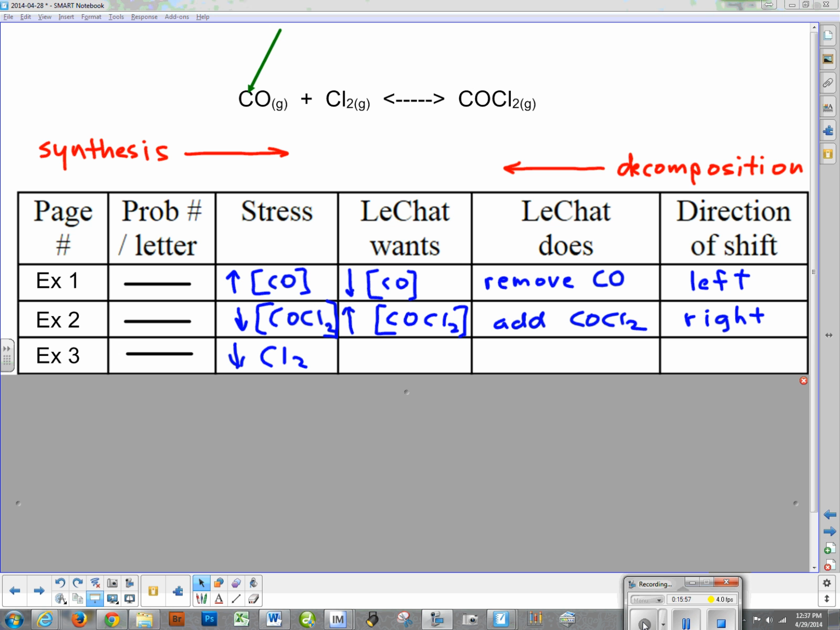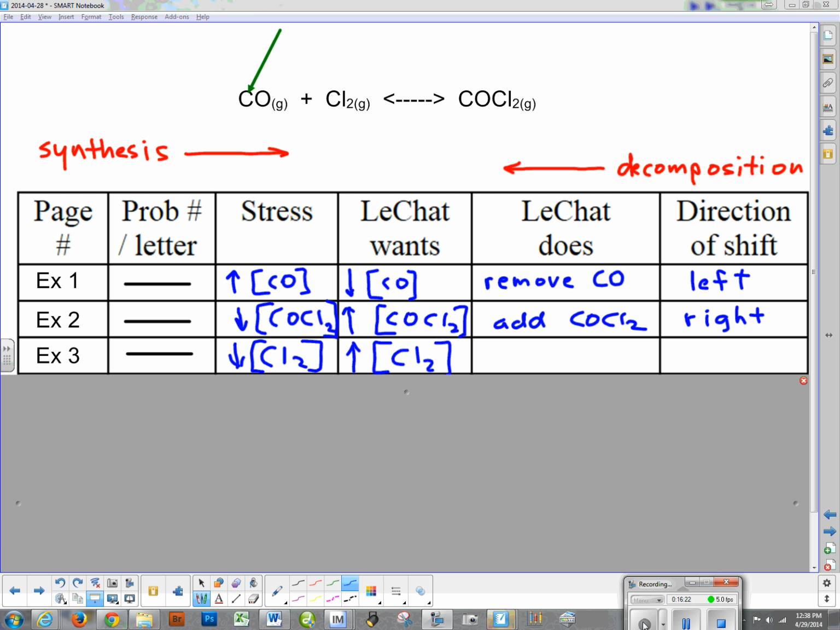Now in this shift, we have a situation where we're reducing the Cl2. So let's take us from equilibrium, which we're going to establish on the next page in just a minute. And what we need to do in the meantime is say what LeChat wants to do, which is increase the Cl2.